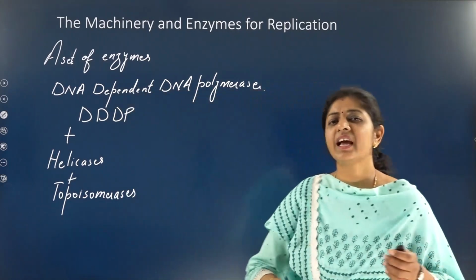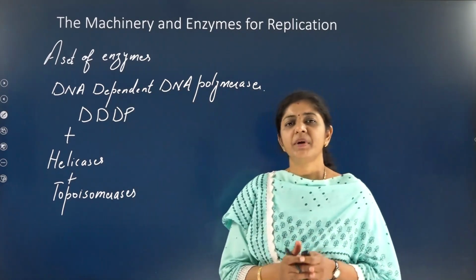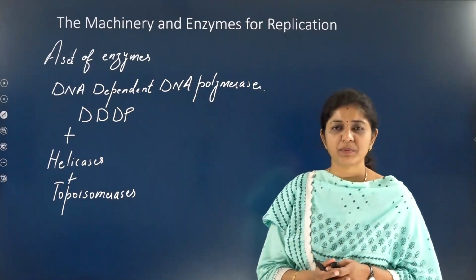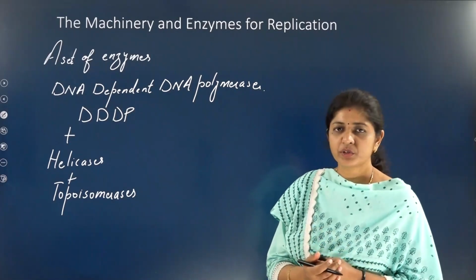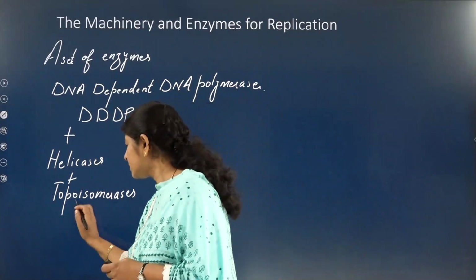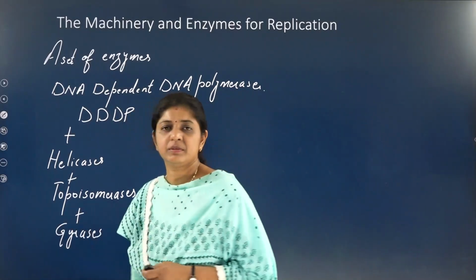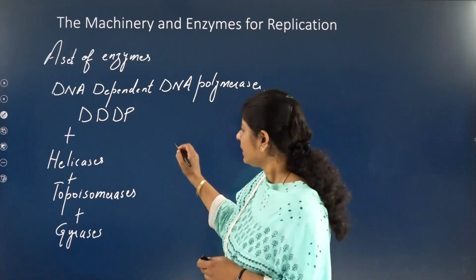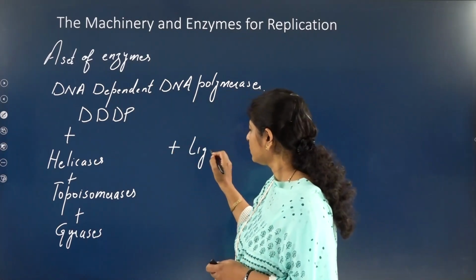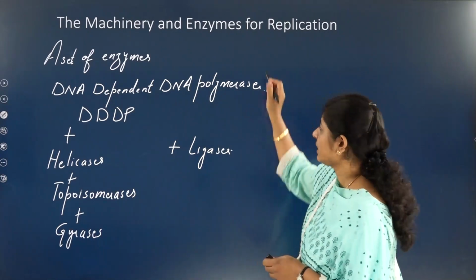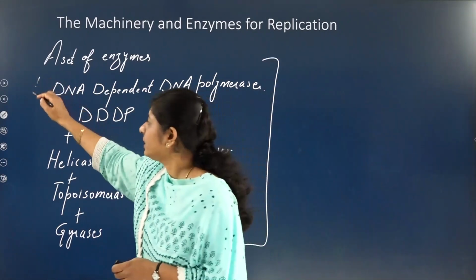That stress can break the DNA, but that stress will be overcome due to the presence of topoisomerase, especially in the case of eukaryotes. And in prokaryotes, the same thing is performed by the gyrases, right? And in the last, we will discuss the ligases, right? So all these enzymes, mainly what thing will be there?